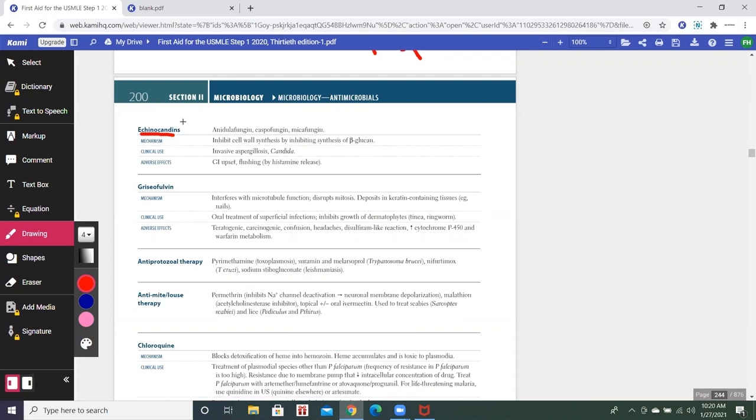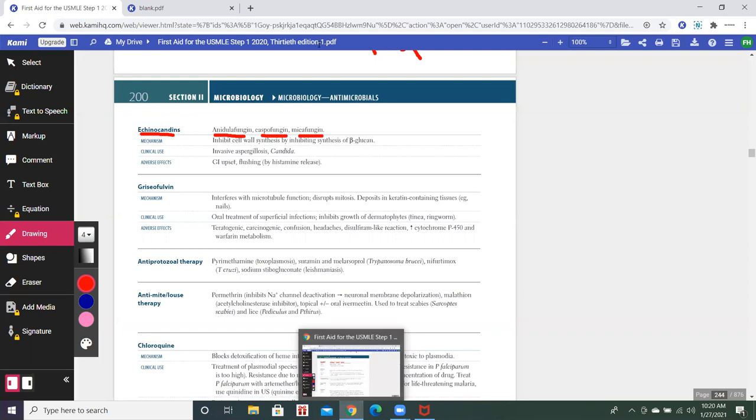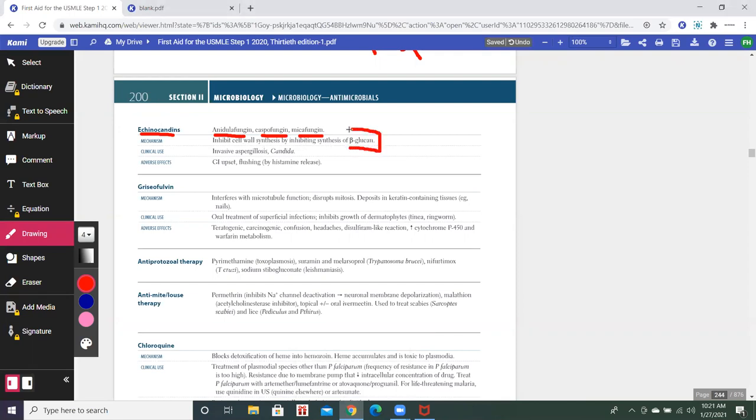Fast answers, guys. Yes, candy. So C for cell wall, C for candy, C for echinocandins. So echinocandins are Anidulafungin, Caspofungin, and Micafungin. Okay, so these are the echinocandins. Now, echinocandins inhibit cell wall synthesis by inhibiting the synthesis of beta-glucan.